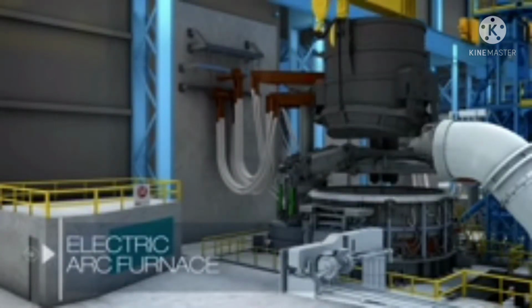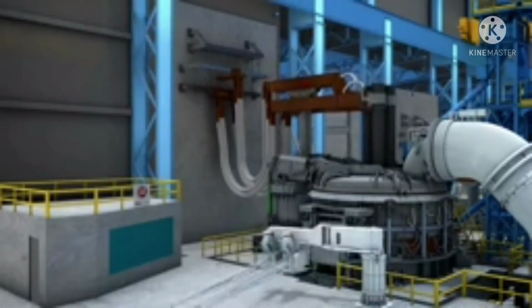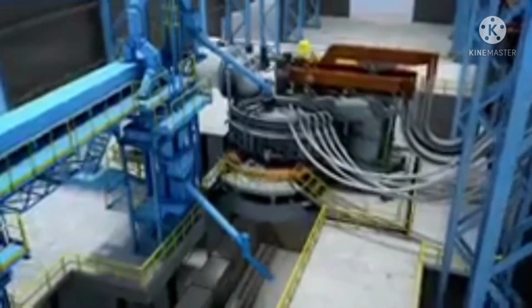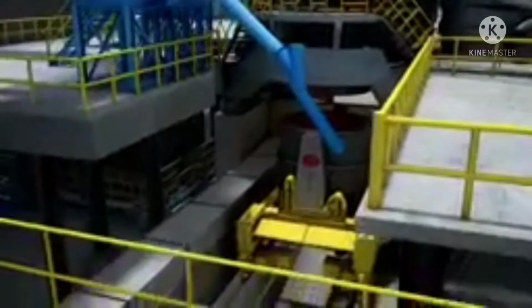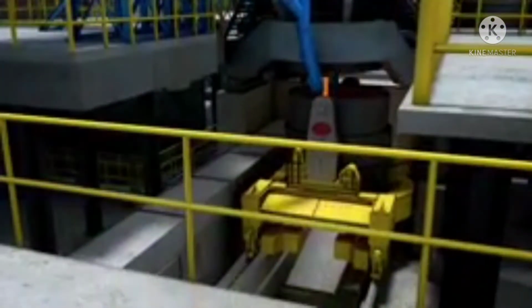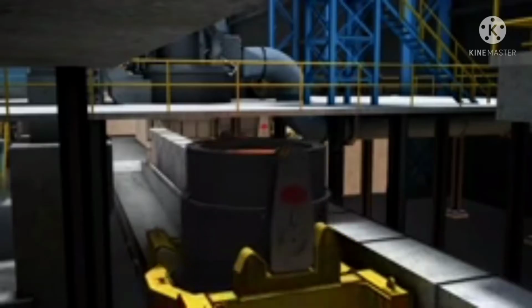Alternatively, with the EAF method, or the electric arc furnace, recycled steel is fed into the electric arc furnace along with the molten iron, which is then heated to around 1650 degrees Celsius in order to convert it into high-grade steel.